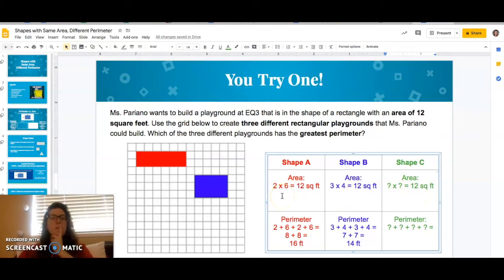Let's think of one more. Well, 4 times 3 would be the same, right? That would give me the same perimeter, so that wouldn't work. Same with 6 times 2. What if I did 1 times 12? That's a possibility, right? It'd just be really skinny. Let's try it.